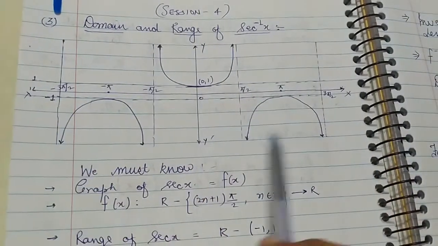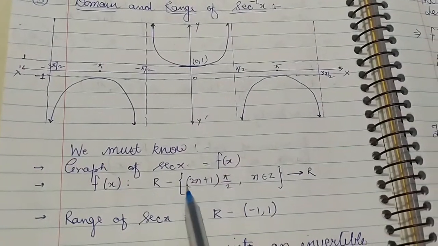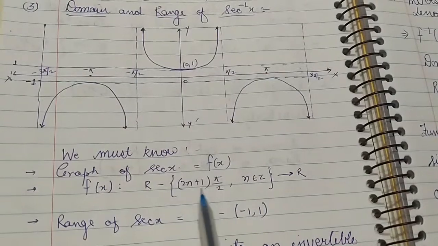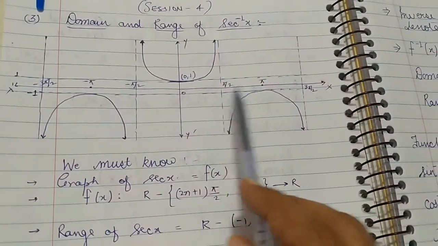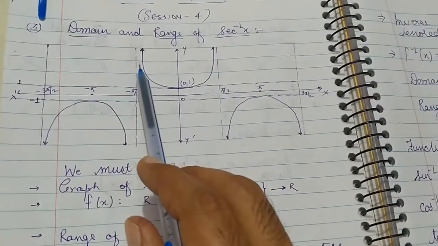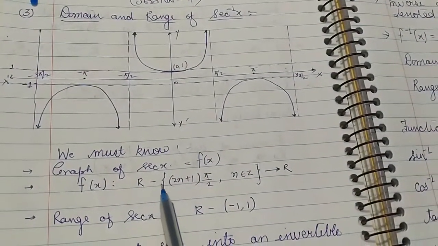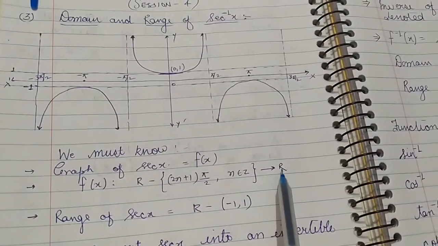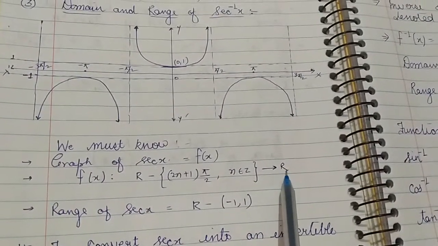Here is the graph of the sec x function, and the domain of this function is R minus (2n+1) pi by 2. This means odd multiples of pi by 2, that is pi by 2, 3 pi by 2, minus pi by 2, where the function cos x is not defined. That's why the domain of this function is R minus odd multiples of pi by 2, and the codomain of this function is the set of real numbers.